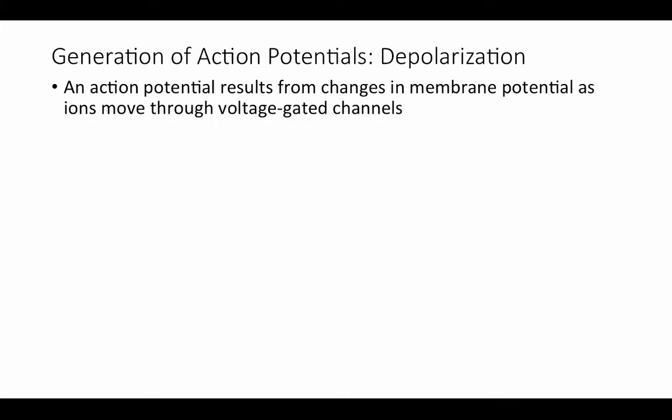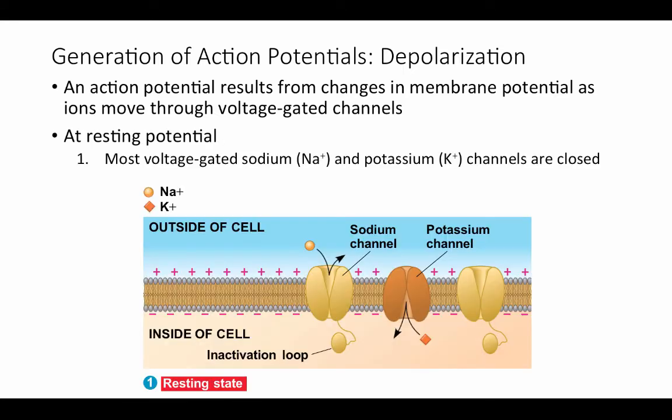So how does this depolarization occur? An action potential results from changes in membrane potential as ions move through voltage-gated channels along their electrochemical gradient. So let's start with resting potential and see what happens. At resting potential, most of these voltage-gated sodium and potassium channels are closed. So we see the channel is blocked here from the inside on all three. We've got this resting potential of around negative 70 millivolts, which is the result of the equilibrium potential of all of the ions in the cell.